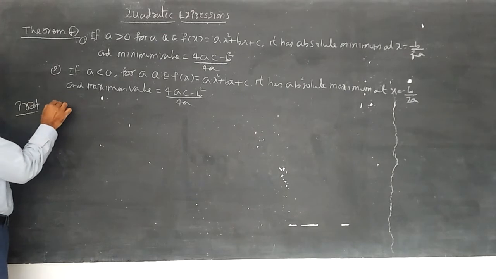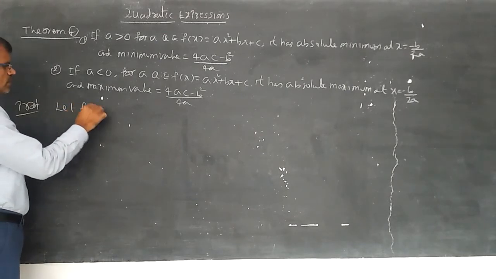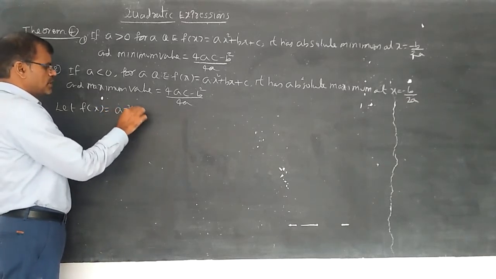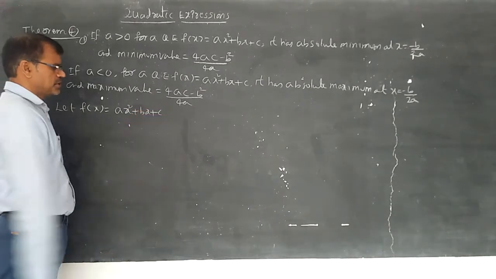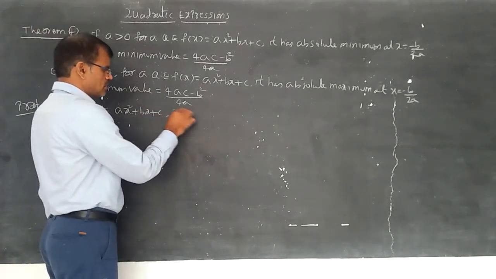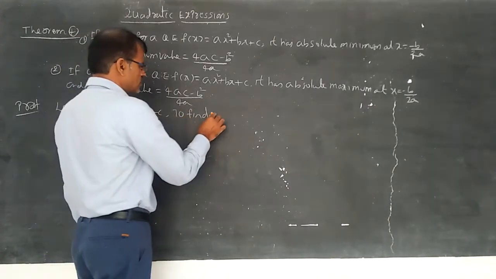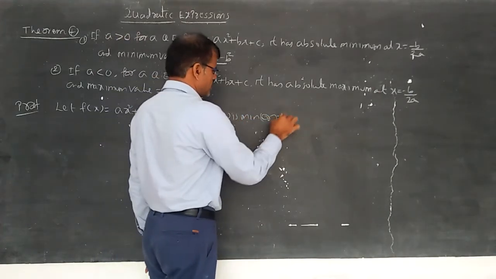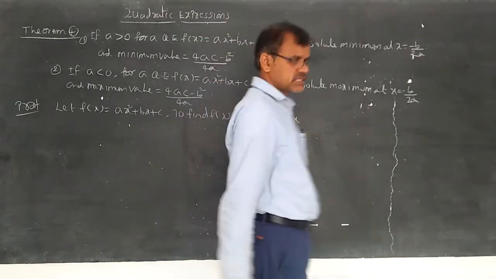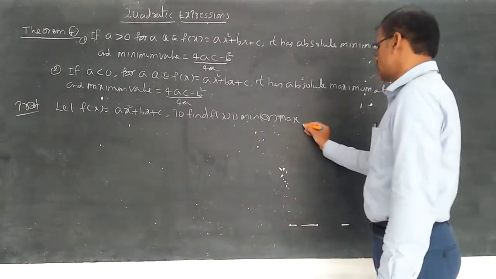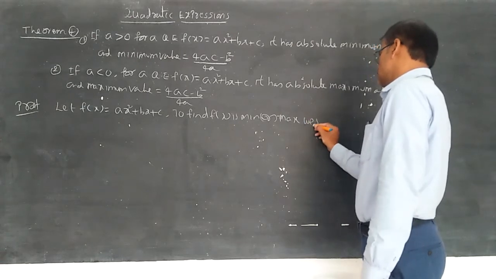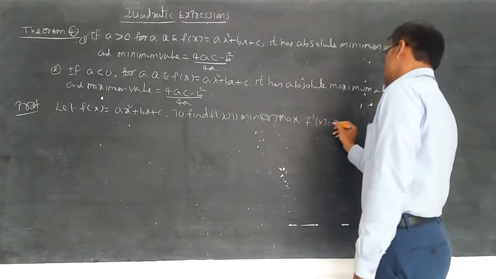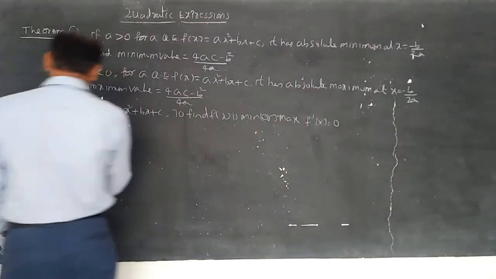Proof: let the given quadratic expression be written as f of x is equal to ax square plus bx plus c. We can use the minima maxima concept to find whether f of x is minimum or maximum. To find this, we should set the first derivative to 0. Simply you can write f dash x is equal to 0. Calculate the f dash x.